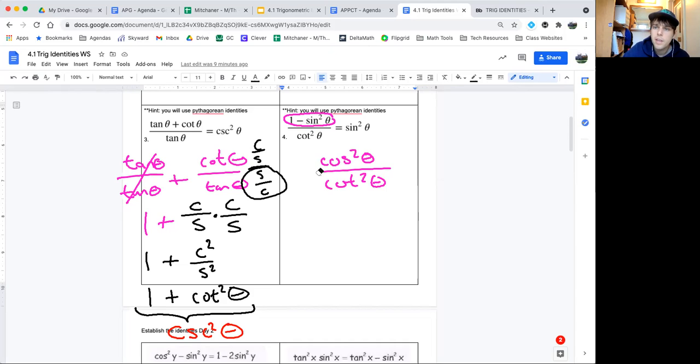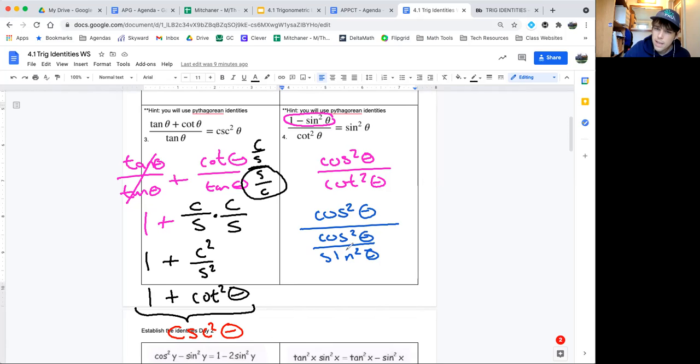I'm not going to write this as an equation. Again, we're just manipulating the left-hand side, which is the more complicated side. All right, well, what I can do here is replace cotangent with its reciprocal identity. So I'll go ahead and do that. I have cosine squared theta divided by cosine squared theta divided by sine squared theta, right? Replace cotangent with cosine over sine. That's one of our quotient identities.